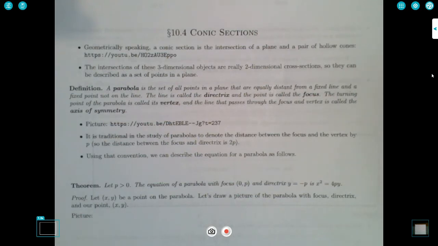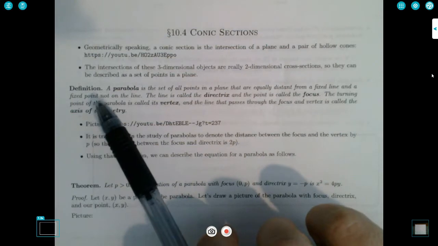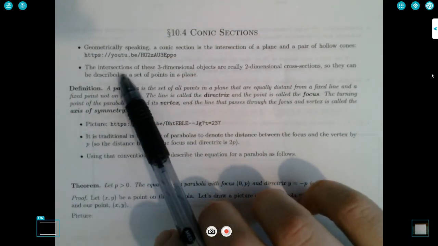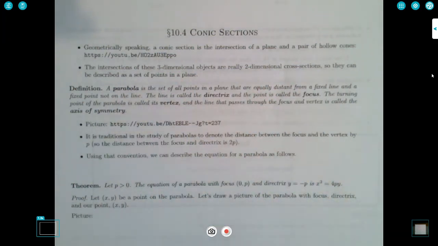Okay, but otherwise I'm going to assume that you have the picture in your mind already of what we're talking about. Just as a reminder, geometrically speaking, a conic section is the intersection of a plane and a pair of hollow cones. The intersections of these three-dimensional objects are really two-dimensional cross-sections, so they can be described as a set of points in a plane. There are three types of conic sections: parabolas, ellipses, and hyperbolas. Circles are just special kinds of ellipses. That's what you get when you take a couple of cones, put them tip to tip, and slice them with a plane. You get a parabola, an ellipse, or a hyperbola.